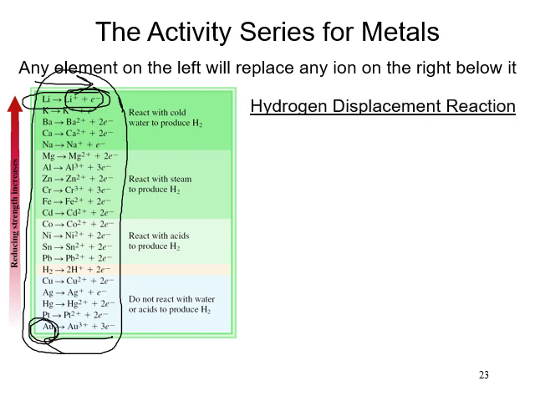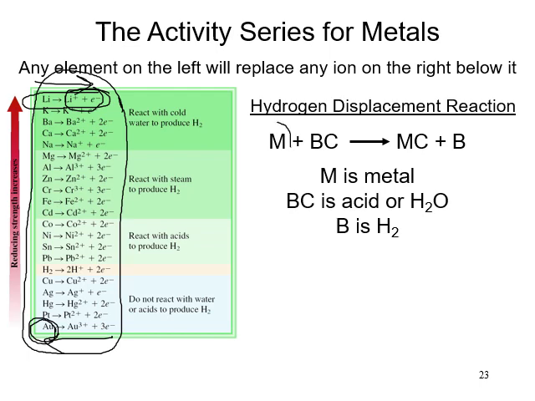Now, when we say replace, I feel like we need an example here. So here is a hydrogen displacement reaction. M is a metal. M replaces B. Any element on the left will replace any ion on the right. So let's say for my lithium and gold example, I had lithium metal, and I reacted it with gold 3+, now gold is a common oxidation state, or gold 1+, nitrate.